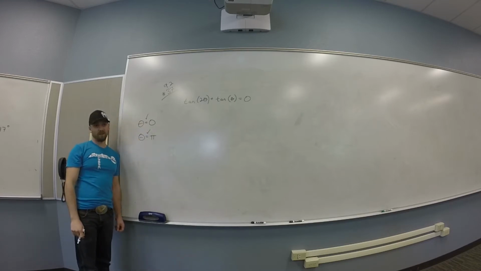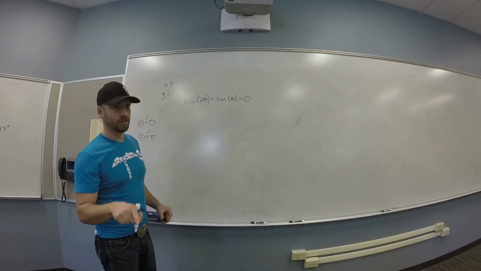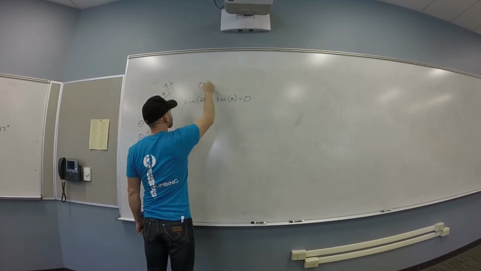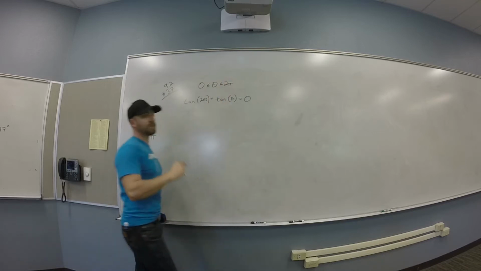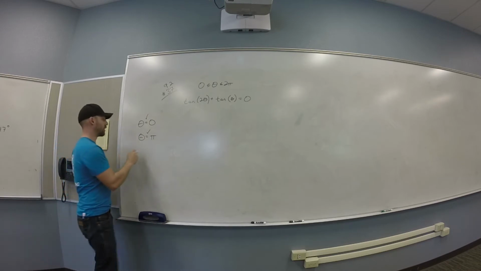Then I might add 2 pi k. Does it only want solutions on the unit circle, theta between 0 and 2 pi? Okay, so 0 is smaller than theta is smaller than 2 pi. At least I found 2. I think 2 pi will work as well, and 2 pi works.